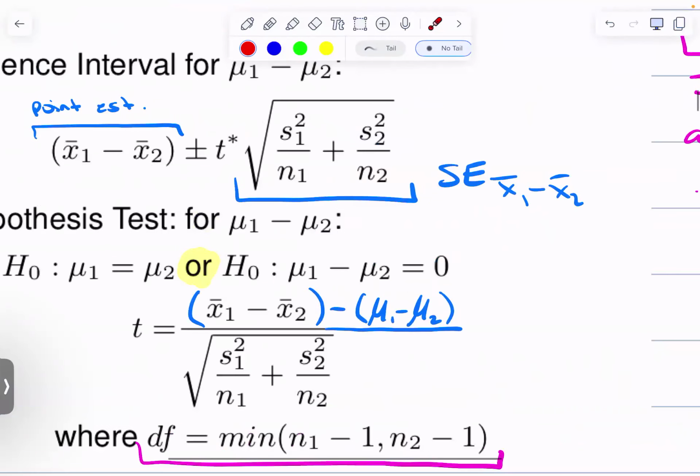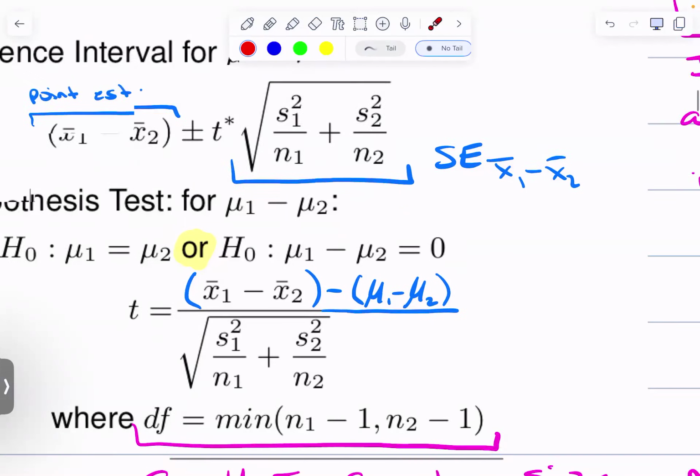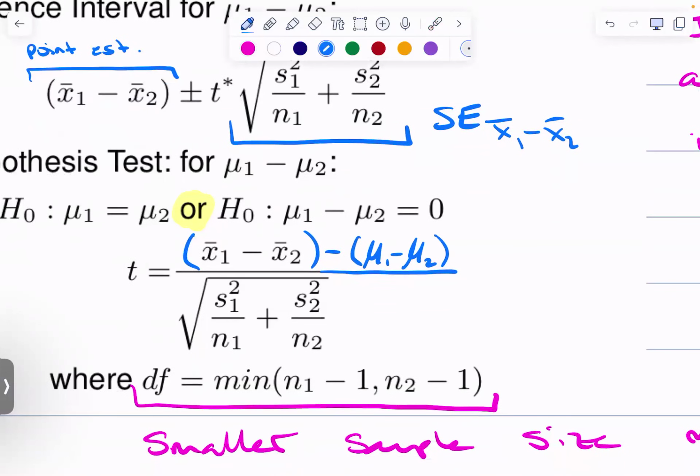Now again, notice that this big square root that you have is the same as this square root here. Which means that if you are, for some reason, doing a confidence interval and a hypothesis test in the same question, you can recycle some of that work. You don't have to do it twice. All right, good. But this I'll highlight as equal to 0.